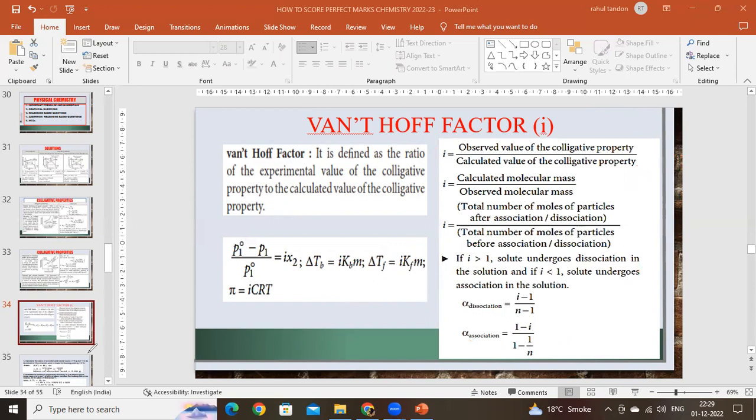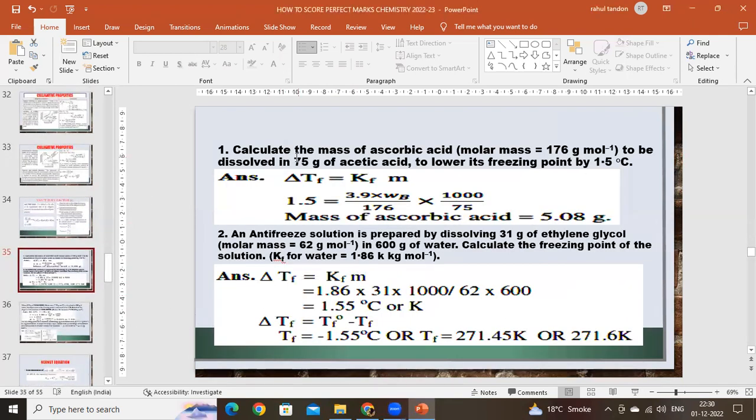Next, the numericals. The numericals can be asked, such as calculate the mass of ascorbic acid. Very simple questions are basically asked from this. For example, an anti-freezing solution is prepared by dissolving this many grams of ethylene glycol, molar mass this. Calculate the. There is no difficult question as such which is asked from this part. Simple questions are asked here, completely straightforward questions.